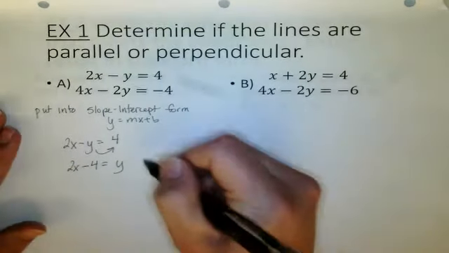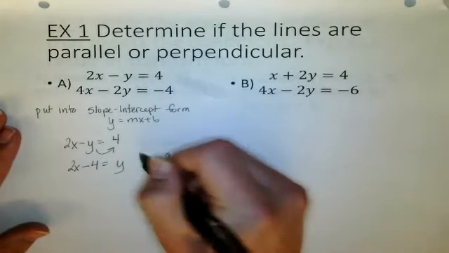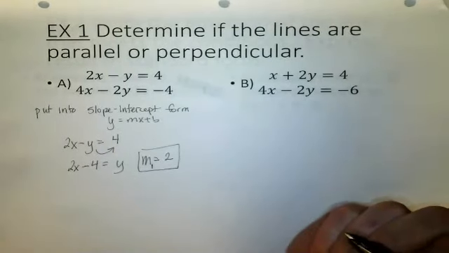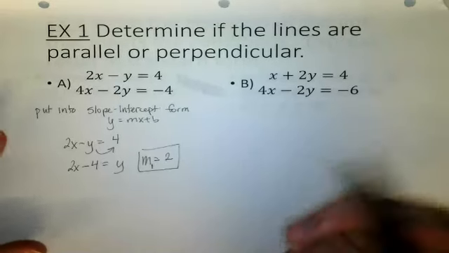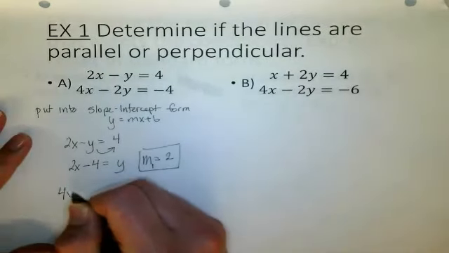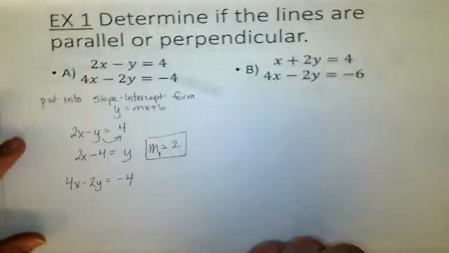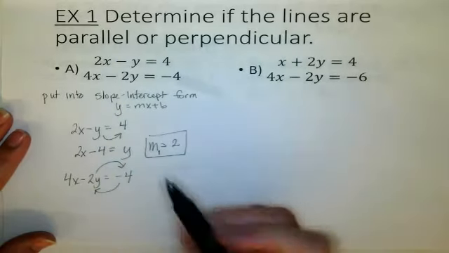Okay, that was good. So what's the slope of this first line? Okay. So the slope of the first line, so I'm going to call it m sub 1. M sub 1 is equal to 2. And then if I wanted to do that for the second line, 4x minus 2y equals negative 4. All right, so maybe a little swap-a-tuli again.